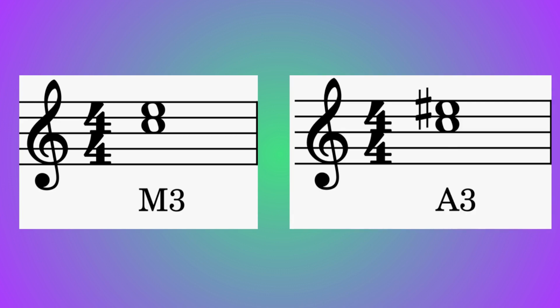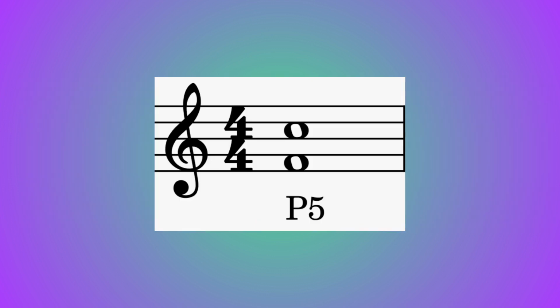All intervals can be augmented or diminished. If I take one of the minor intervals and lower it another half step, it will become diminished, and a major interval will become augmented if I raise it by a half step. Perfect intervals bypass this initial major and minor label and go directly to being either augmented or diminished, depending on which direction the notes are headed.